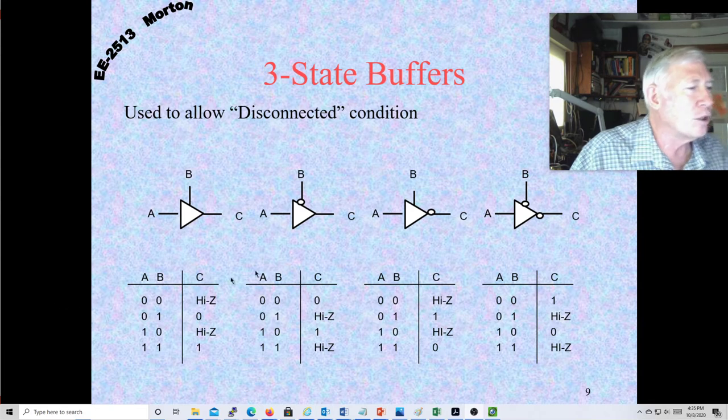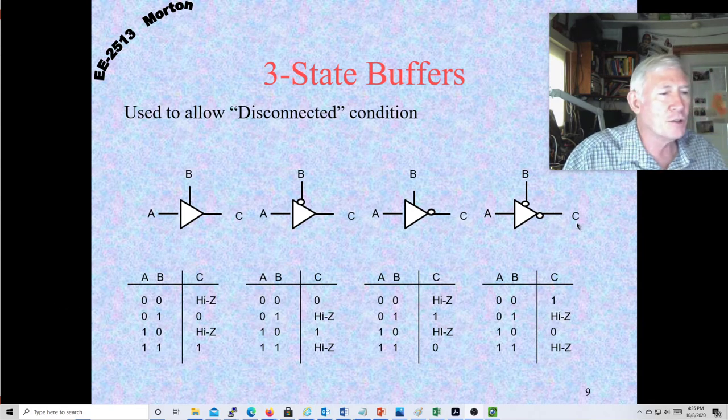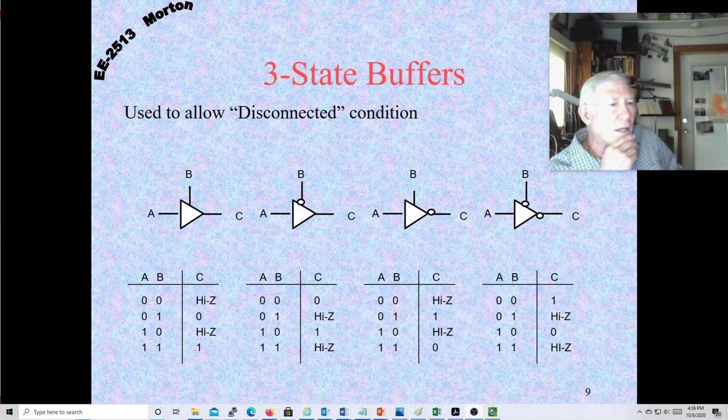And we use these frequently in cases where we have more than one output trying to drive the same line, and we need to make sure only one of those outputs is actually connected at any given time. Because remember, in the digital world, the outputs from our gates are either zeros or ones. They're never like nothing. This is the only way you can cause an output to be disconnected: to use this tri-state buffer and put it in a high Z state. So that's what they're used for. They're used extensively.